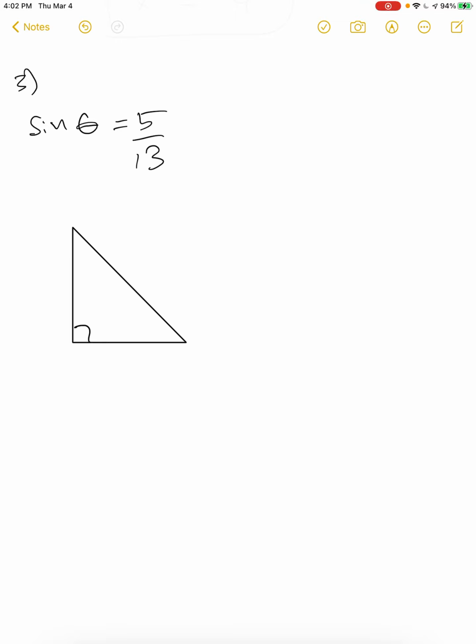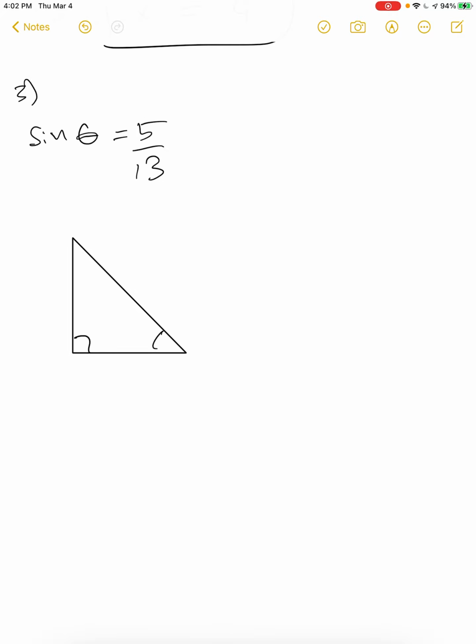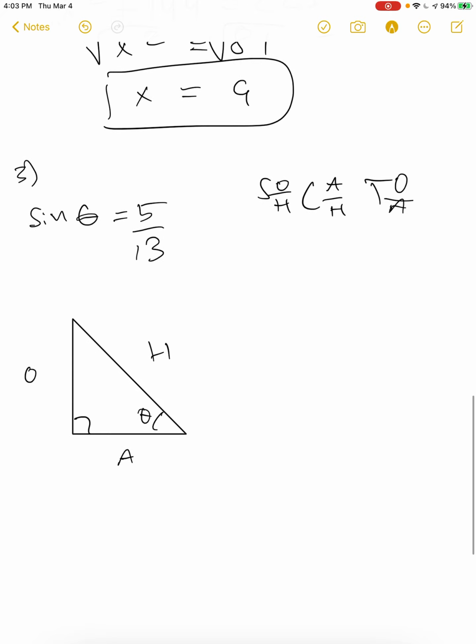So at this point, it doesn't matter which angle we choose to be theta, just because we're working with sine. You can either do the top or bottom one, but the hypotenuse will always still be the same as a 90-degree angle. So in this case, we're going to make this theta right here. So based off of what we've done with SOHCAHTOA, we know that sine will be opposite over hypotenuse. So in this case, we can label O, A, and H like we've done before.